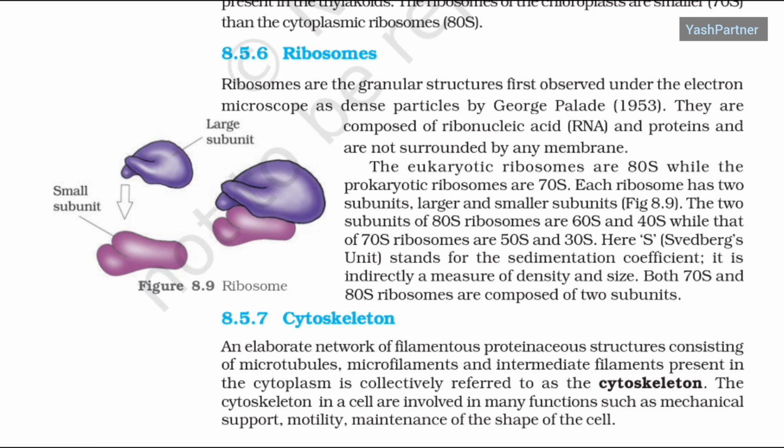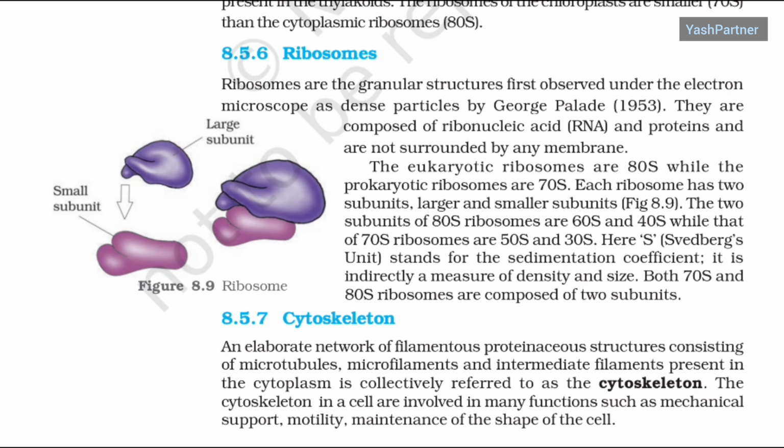8.5.6 Ribosomes. Ribosomes are the granular structures first observed under the electron microscope as dense particles by George Palade, 1953. They are composed of ribonucleic acid, RNA, and protein and are not surrounded by any membrane. The eukaryotic ribosomes are 80S while the prokaryotic ribosomes are 70S. Each ribosome has two subunits, larger and smaller subunits, figure 8.9. The two subunits of 80S ribosomes are 60S and 40S, while that of 70S ribosomes are 50S and 30S.